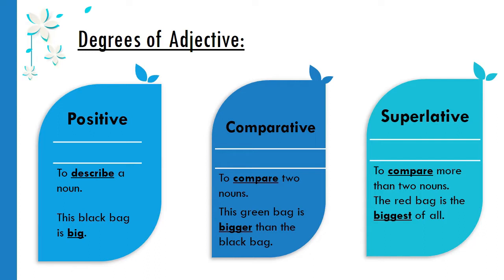The comparative degree compares two nouns. For example, this green bag is bigger than the black bag. So we add er with big to make it a comparative degree. The third, the superlative degree, compares more than two nouns. For example, this red bag is the biggest of all. Here, the word biggest shows the supreme position of the red bag.